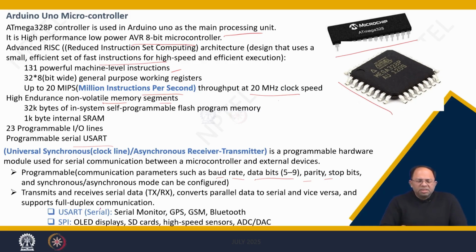This transmits and receives serial TX, RX data, converts parallel data to serial and vice versa, and supports full duplex communication, that means both-side communication. So usually we use this USART port for serial monitor, GPS, GSM, Bluetooth, this kind of sensors, whereas SPI is used for OLED displays, SD cards, high-speed sensors, ADCs and DACs, and so on.